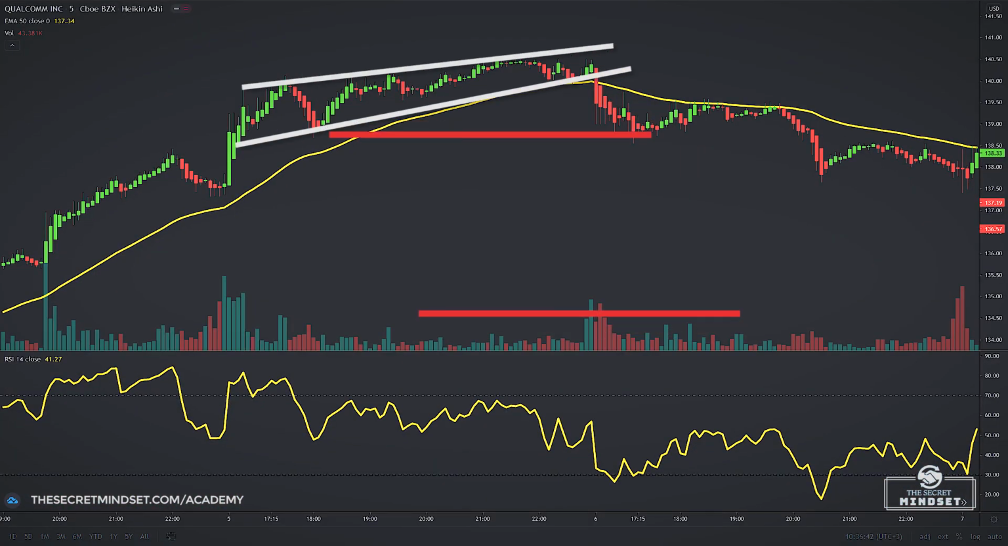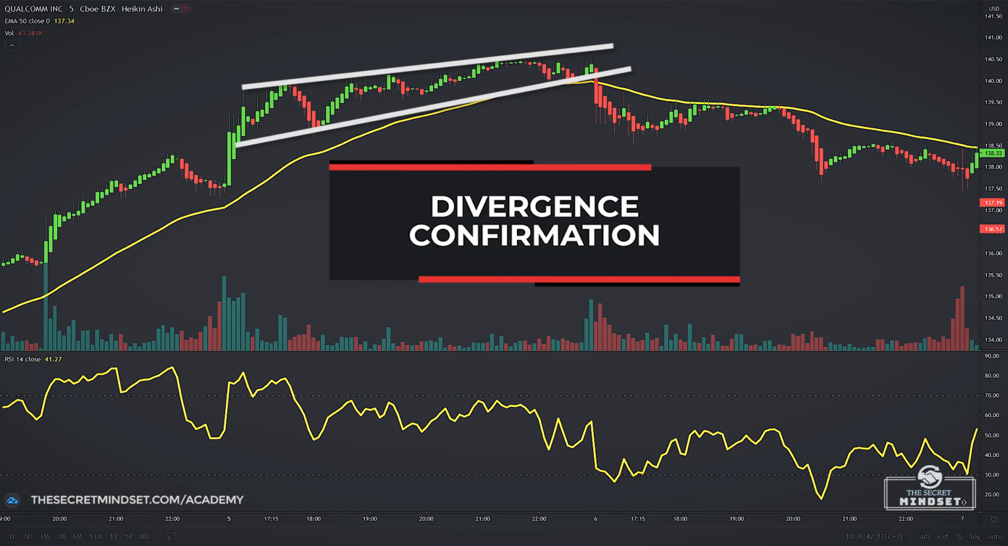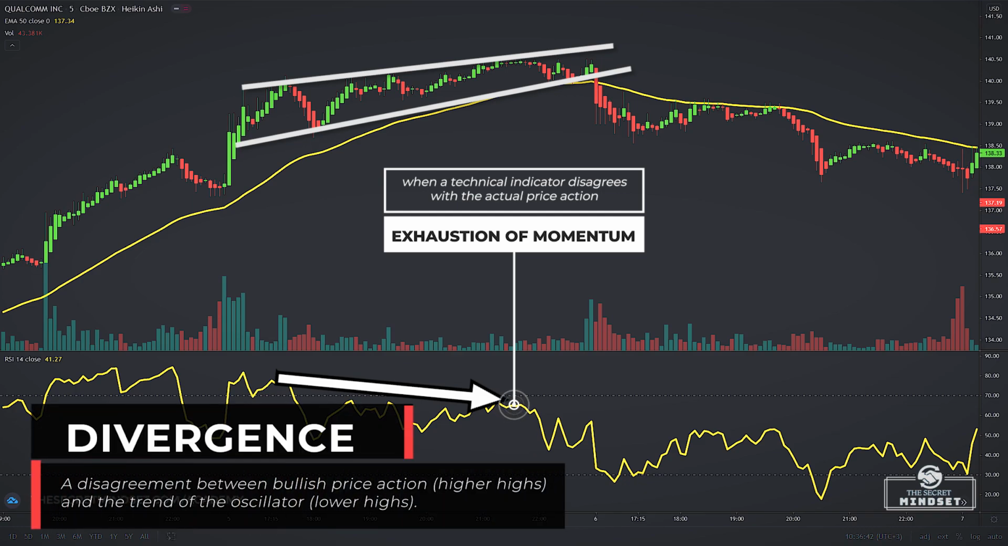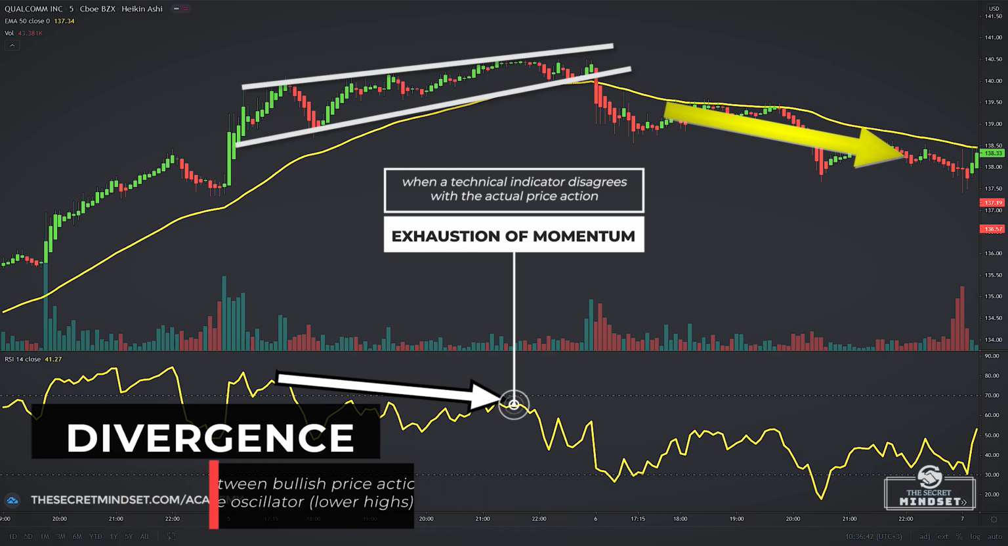Another effective confirmation is a bearish divergence on a momentum indicator. The rising wedge pattern in an uptrend signals exhaustion of momentum. You can confirm this exhaustion in another way, when a technical indicator will disagree or fight with the actual price action. A divergence appears when a technical indicator like the RSI, MACD or stochastic begins to establish a trend that disagrees with the actual price movement. The disagreement or divergence between bullish price action with higher highs and the trend of the oscillator with lower highs is another clue that the market could go down.